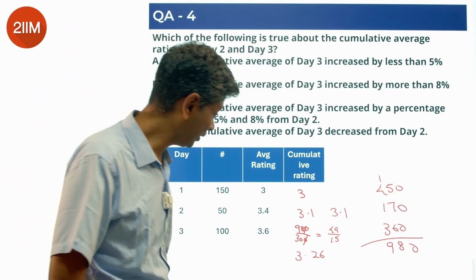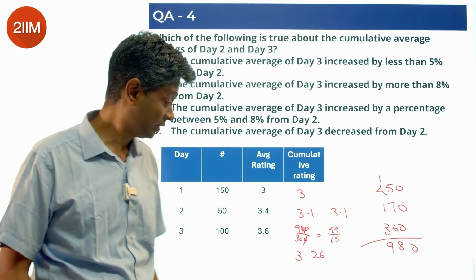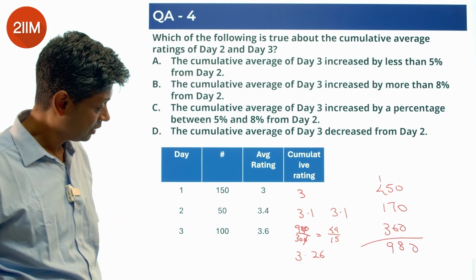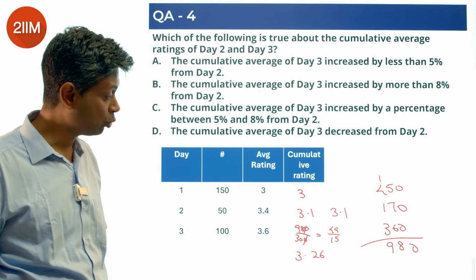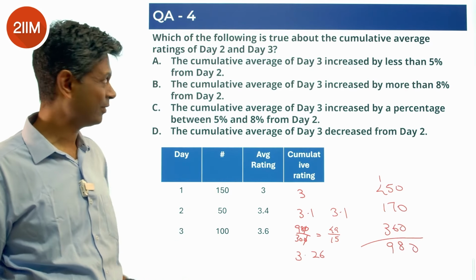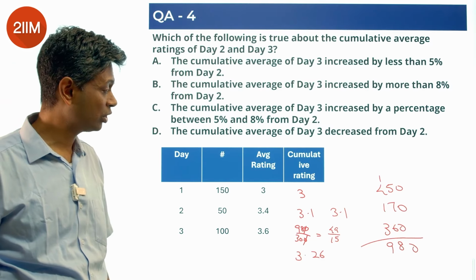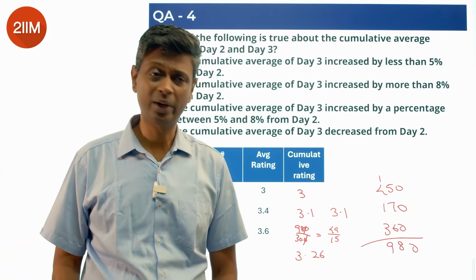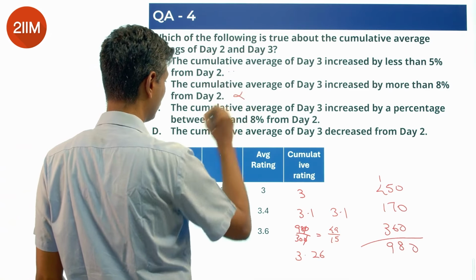Day 2 is 3.1. 5% of 3.1. 5% of 3 is 0.15, a little more than 0.15. I think it's more than 5%, not that. Increased by more than 8% from day 2, 3.1 times 1.08. No, that's also not true. This I want to verify, but this is not true.